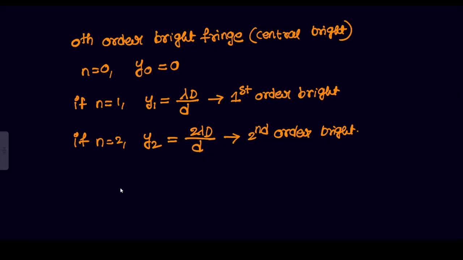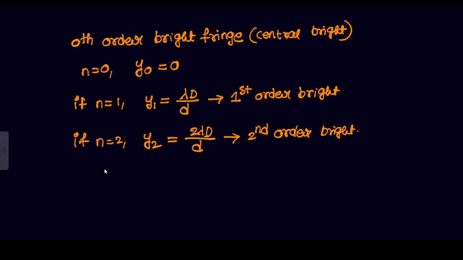So like this, n value 1 means first order bright, n value 2 means second order bright. Like this, we can continue. Now if we want the third order bright, it means n value 3, fourth order bright means n value 4, like this.